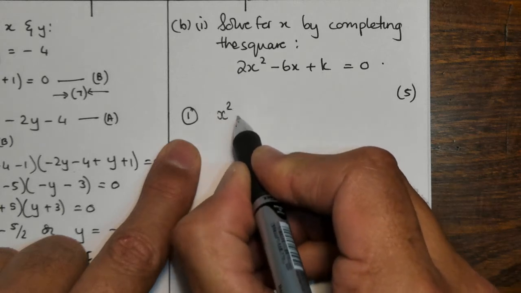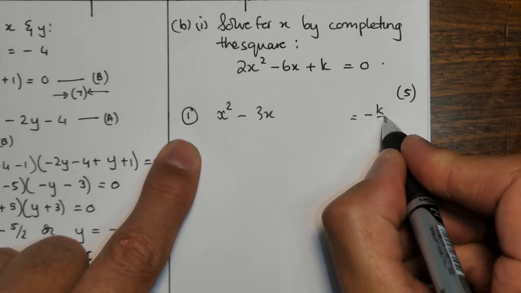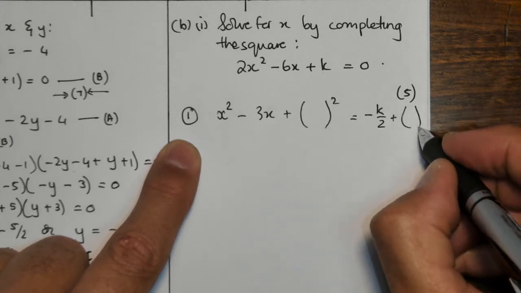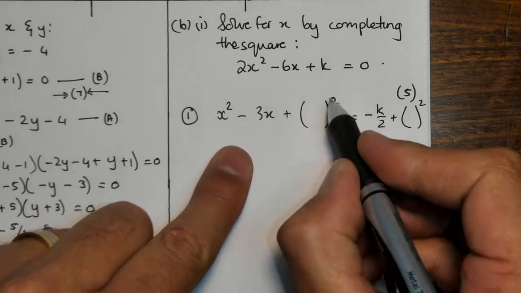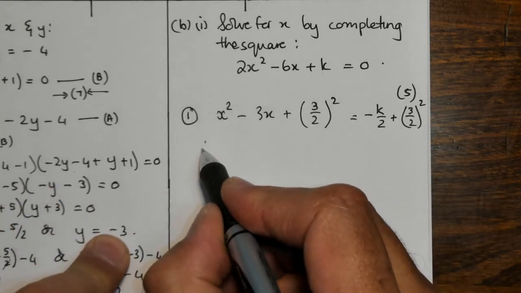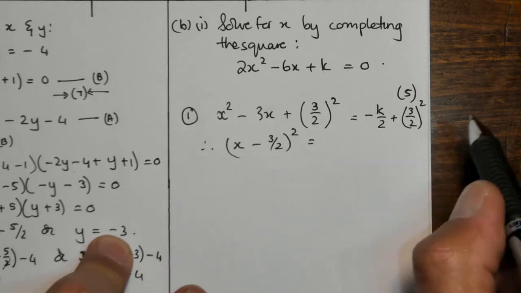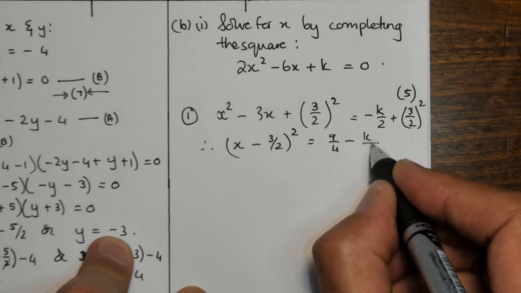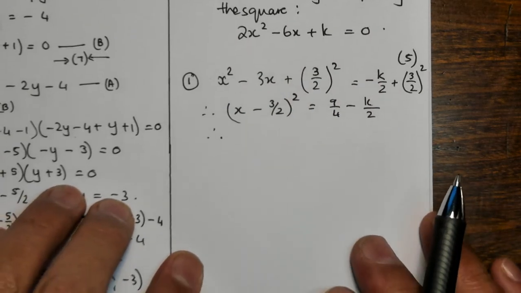We have x squared minus 3x. Now look at this, I'm going to throw it over the equal, and on the other side I have minus k over 2. This is the step that completes the square. Okay, how do I complete the square? I take the middle term, which is 3, I halve it. So I get 3 over 2 here, I get 3 over 2 there. There's my completed square. X minus 3 over 2, all squared, is then 9 over 4 minus the k over 2. Okay, remember they say solve for x by completing the square.